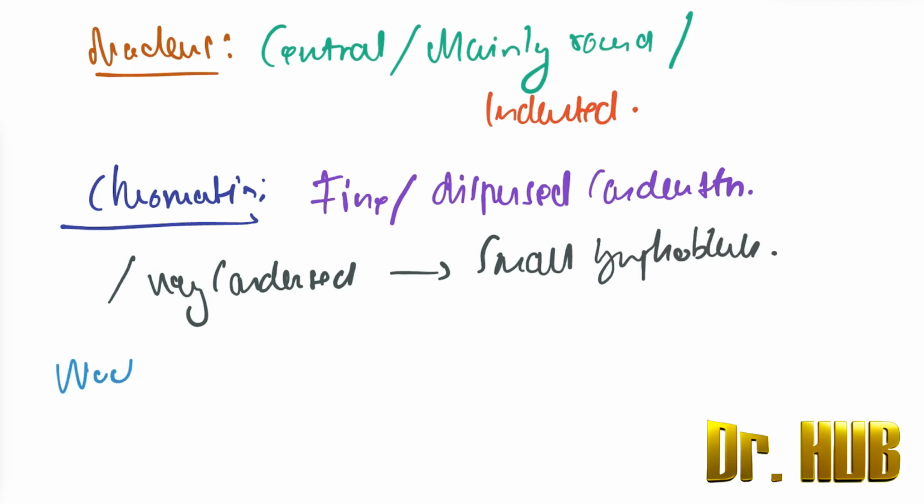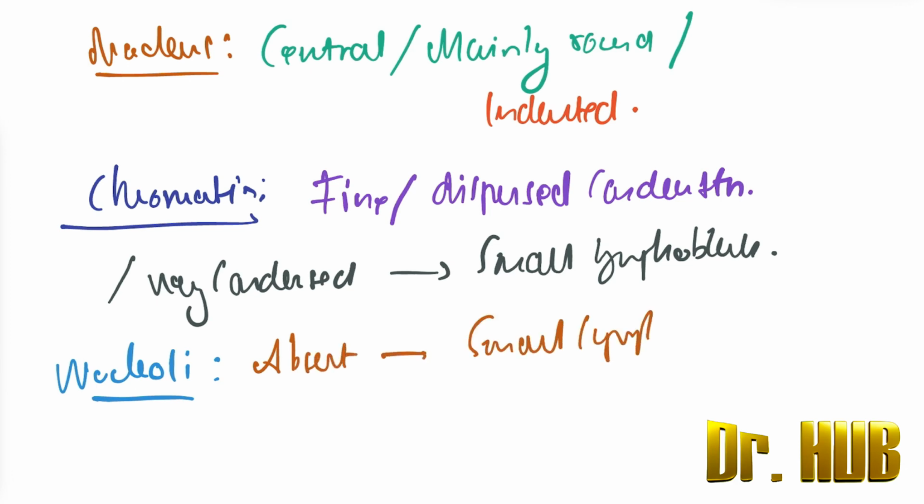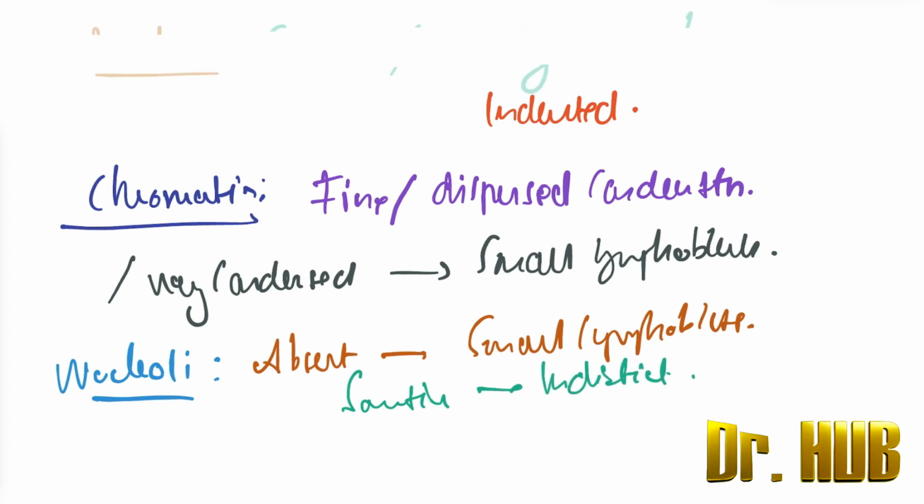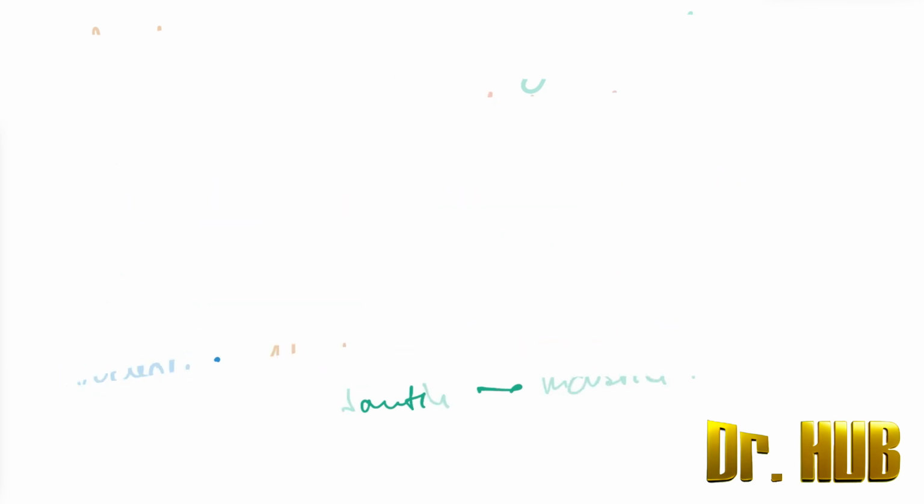Then let's look at the nucleoli. In the nuclei it is absent in the small lymphoblast, and sometimes it is indistinct as well. So this is all about the nucleoli: absent in small lymphoblast and sometimes indistinct.